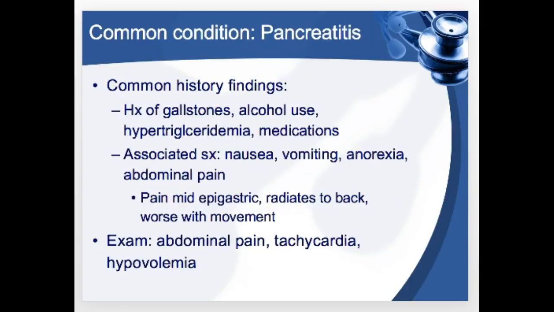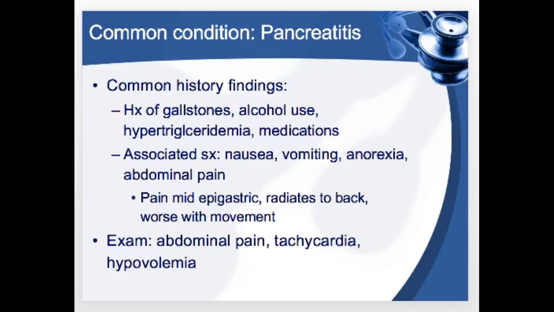Pancreatitis, common history findings. They may have a history of alcohol use. They may have a history of gallstones. They might have hypertriglyceridemia, so their triglycerides might be elevated, and certain medications as well. They can be really uncomfortable as well. So these are the people that even thinking about eating can cause their pancreas to stimulate, you know, the beta cell production, all that stuff.